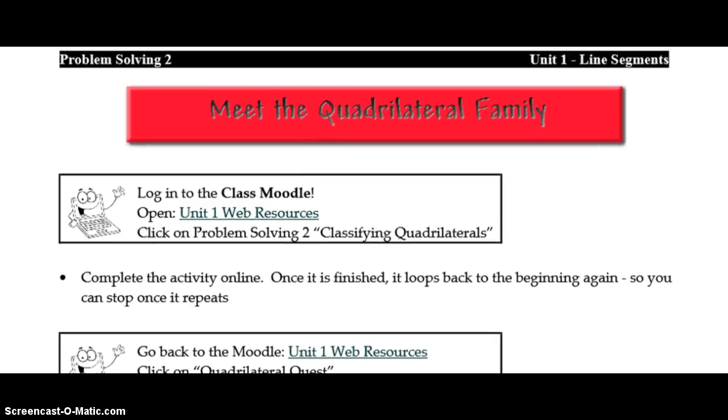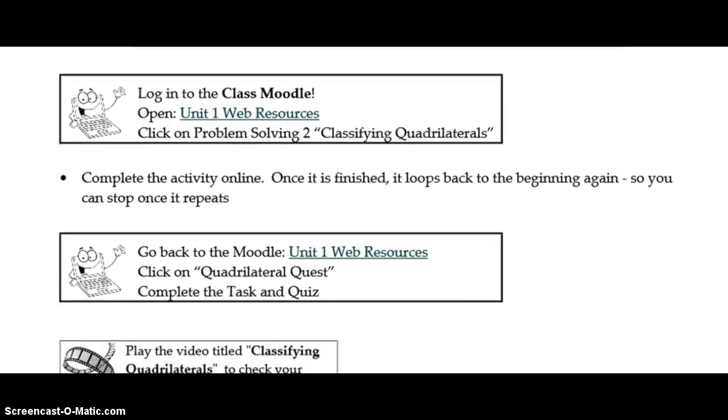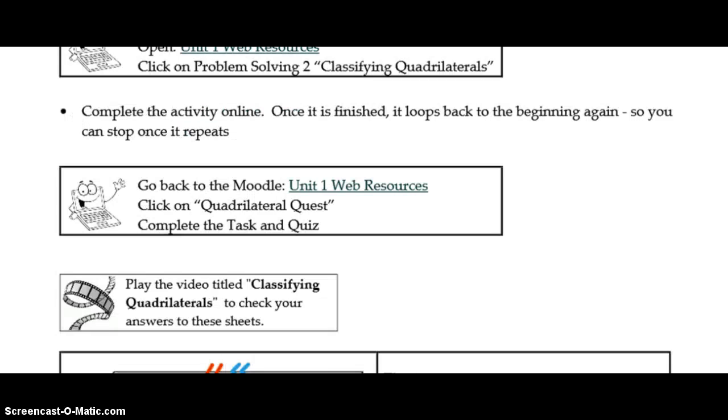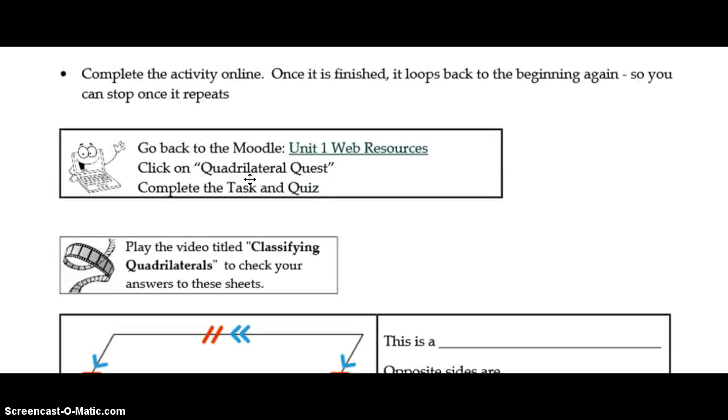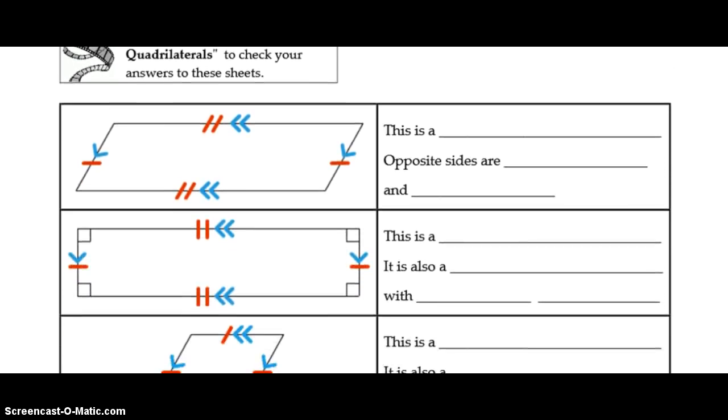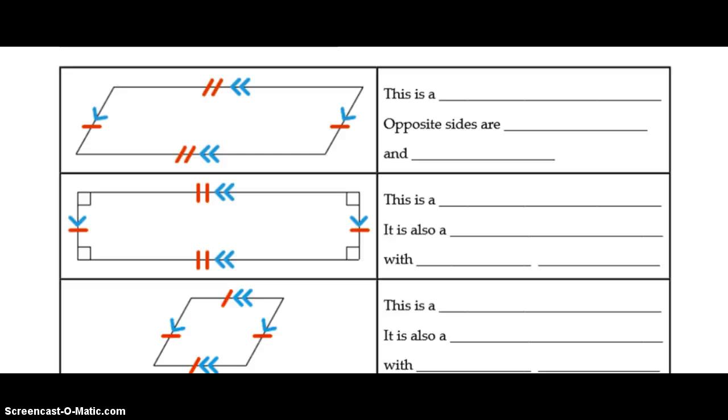If you were to have done the activities that you were supposed to have from the class Moodle, this one here, classifying quadrilaterals, and over here there was a quadrilateral quest, you would have been exposed to the basic quadrilaterals that you would be required to know and some of their properties. So what we're going to do is just go through some of those quadrilaterals again that you are expected to know, and we're going to make sure that we know their definitions.